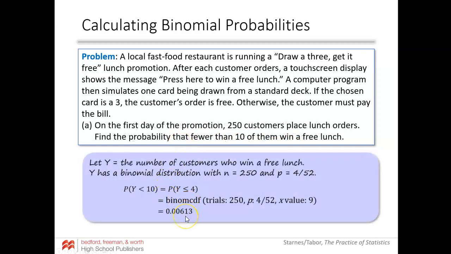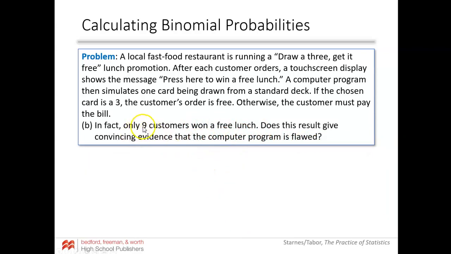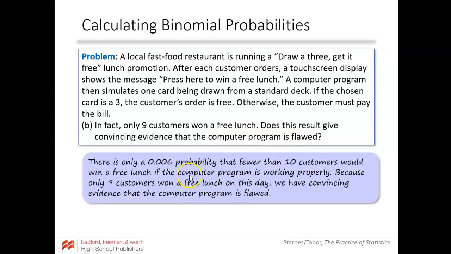But I think we should notate in our head, what was this again? Fewer than 10 win a free lunch. That's a pretty small probability by chance. In fact, only 9 customers won a free lunch. Does this result give convincing evidence that the computer program is flawed? Yeah. There's a tiny, tiny probability that fewer than 10 would receive a free lunch, and they got 9, which is obviously fewer than 10. So I'm thinking the computer program is either not working properly or possibly it's rigged on purpose because they don't want to give out free lunches.